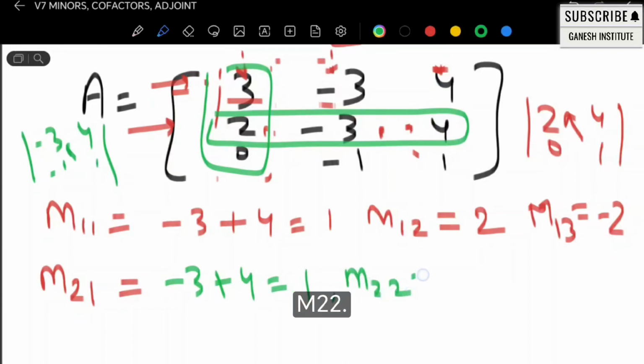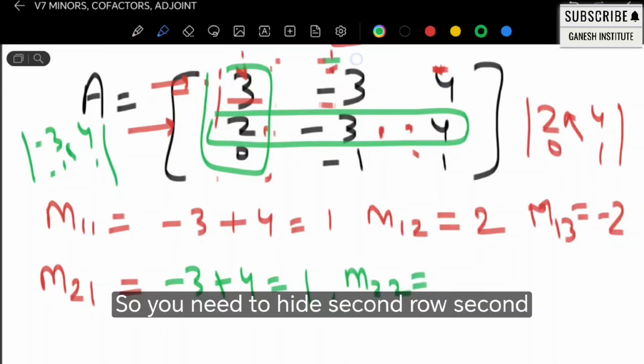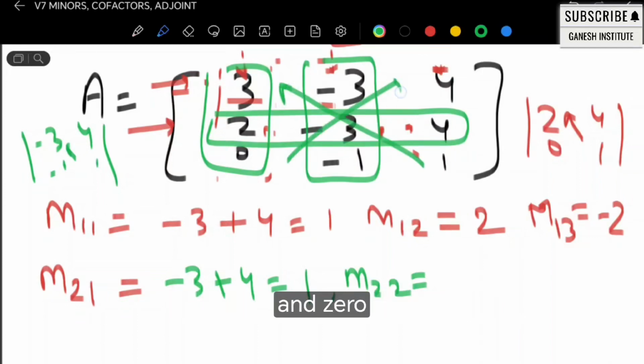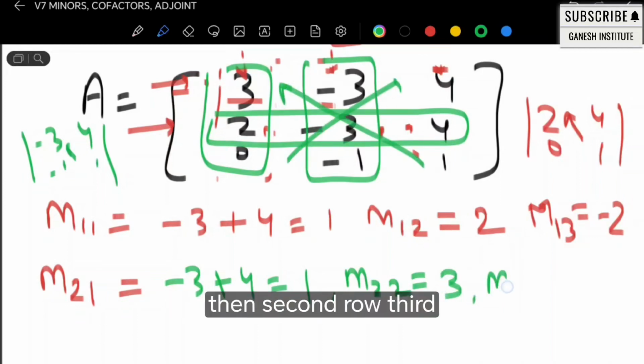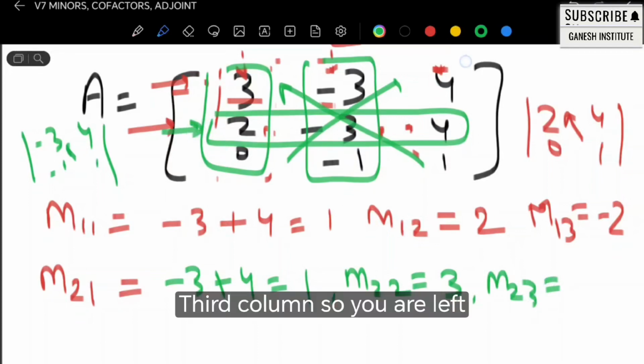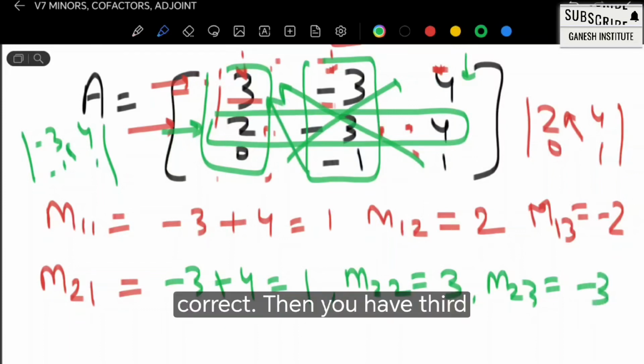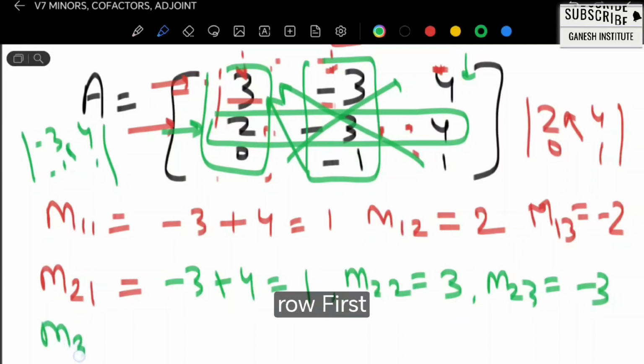Similarly, M22. You need to hide the second row, second column. You are left with 3 ones are 3 and 0. Then second row, third column. So you are left with 3 ones are 3, -3. Correct? Then you have third row, first column.